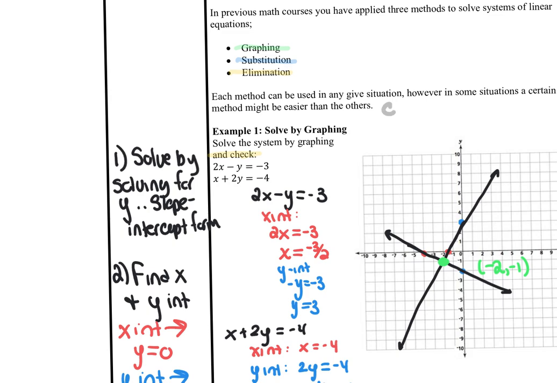So if I check, I'm going to plug in my values. I get 2 times negative 2 minus negative 1 equals negative 3. That's negative 4 plus 1 equals negative 3, and that works out. For the second equation, I'll have negative 2 plus 2 times negative 1 equals negative 4. Negative 2 plus negative 2 does equal negative 4. It works out.